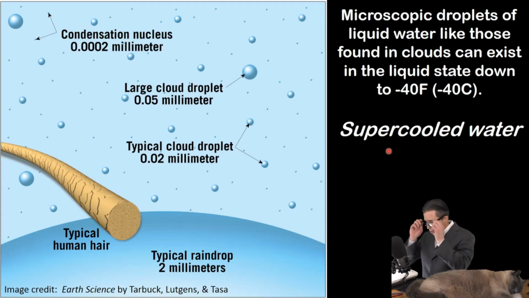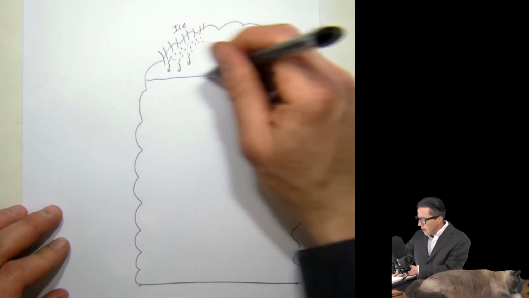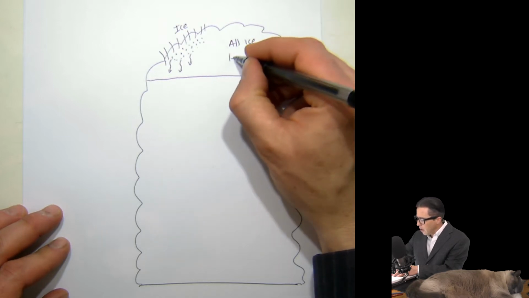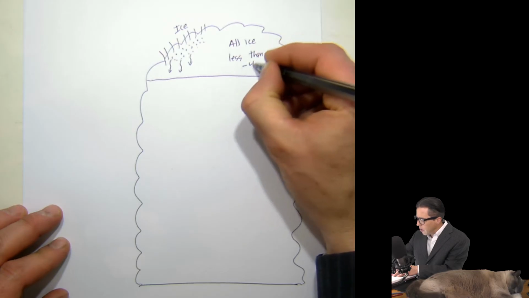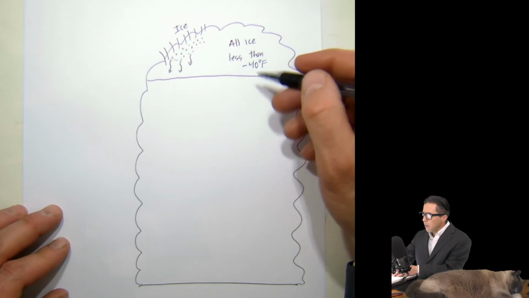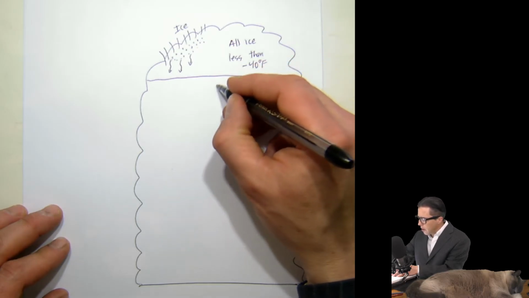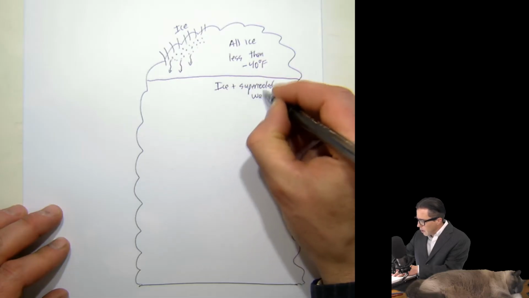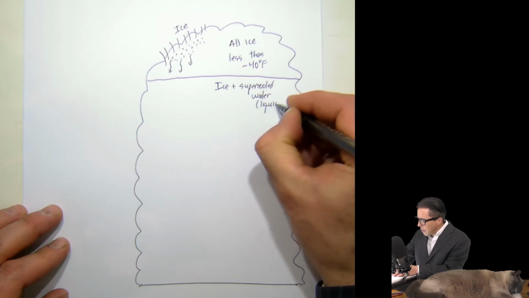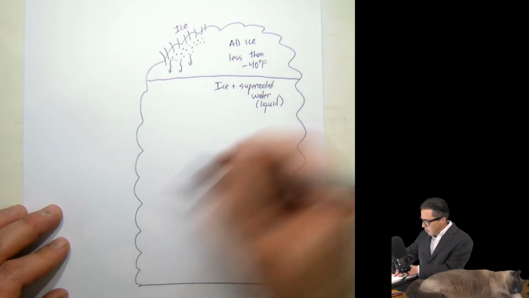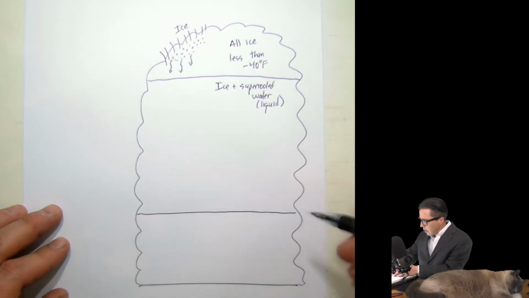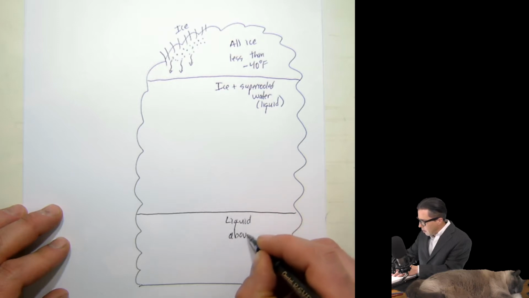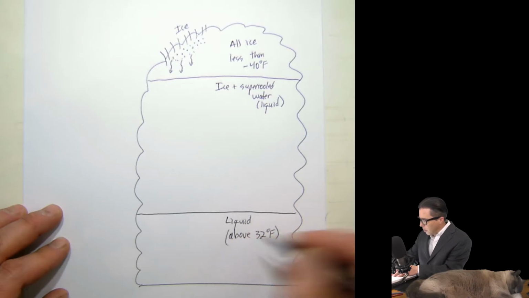Okay, so in our cloud, there are actually 3 zones. At the top, we have all ice, and the top part of the cloud is usually less than minus 40 degrees Fahrenheit or so. Below that, we have what's called the mixed portion of the cloud. It's ice and supercooled water, and by water I mean liquid, right? And then below that, it gets warmer as you go down. We get to the part that's all liquid. And this part is going to be above 32, right? This is called the warm part of the cloud.